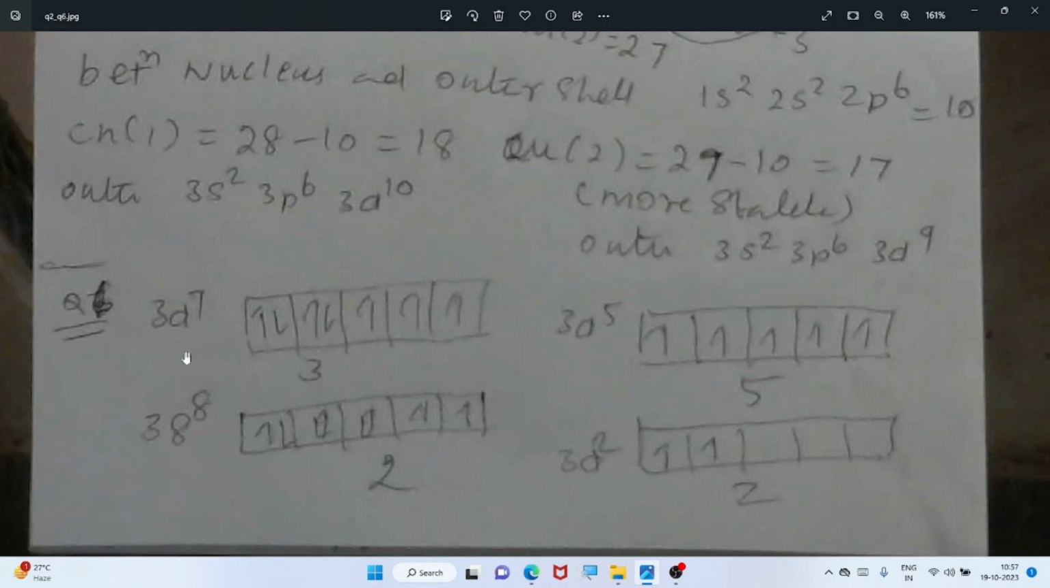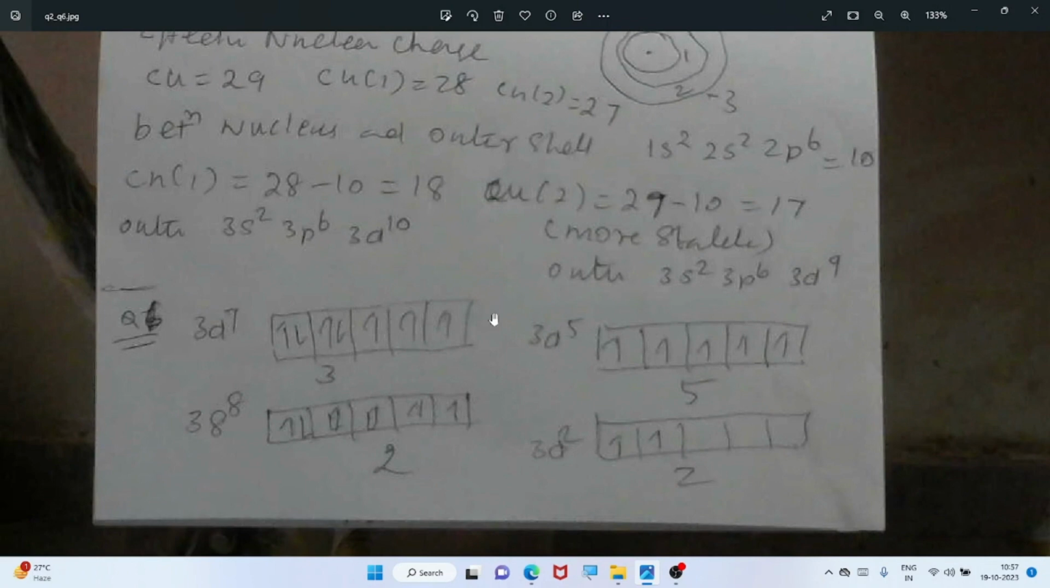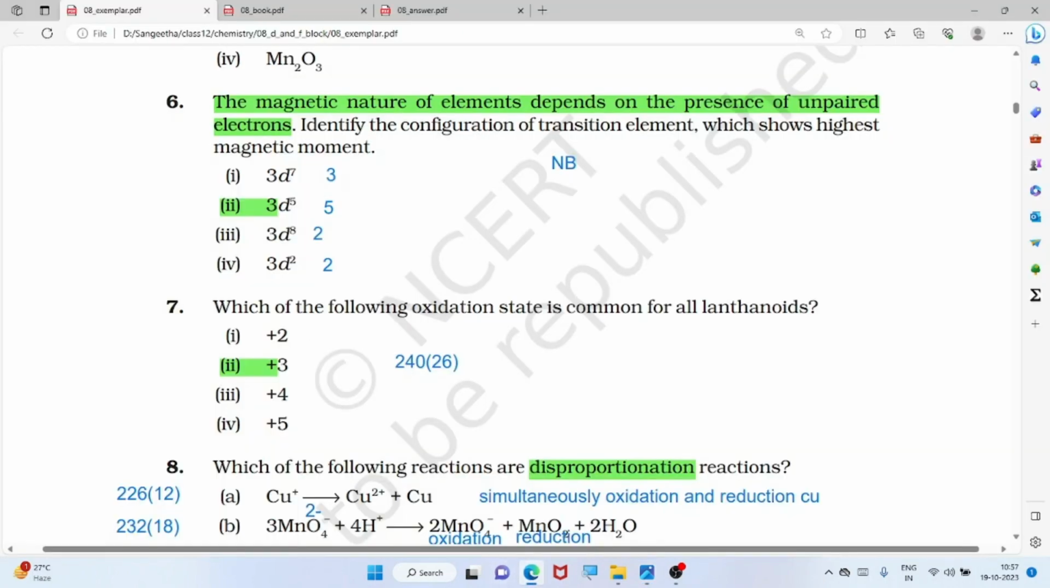See here, 3d7: the number of unpaired electrons is 3 only. 3d8: number of unpaired electrons is 2. 3d5: none of them is paired, all 5 electrons are unpaired. So 3d5 has the most unpaired electrons, so this is the highest spin-only magnetic moment. 5 unpaired electrons.